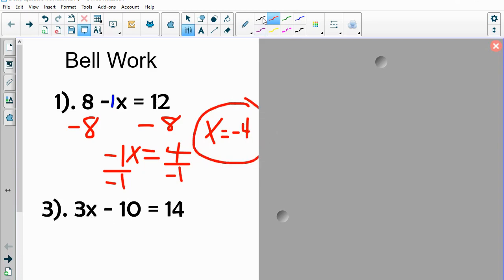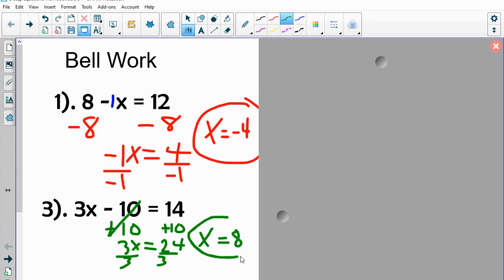The second one, we would add 10 to both sides for our first step to undo this subtraction. And 14 plus 10 equals 24. And out front, this crosses out, leaving us with just 3x. So when we divide both sides by 3, we end up with x equals 8. So those are the type of equations we were doing on the last assignment.